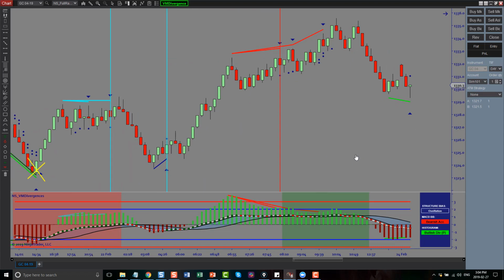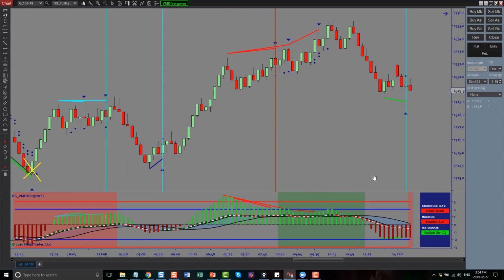Right here, this is a long trade that you would not have had a red background on until the next bar. Could have grabbed six ticks. Exactly, more. We'll go through it and we'll tally up the efficiency of this just on gold alone on the range chart.